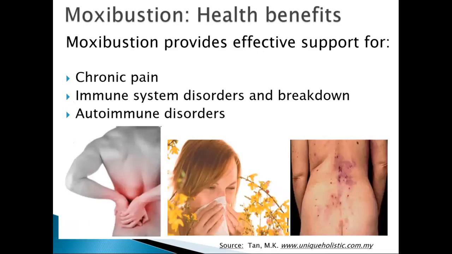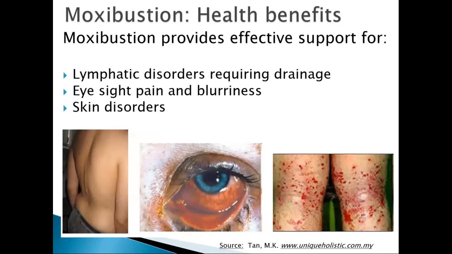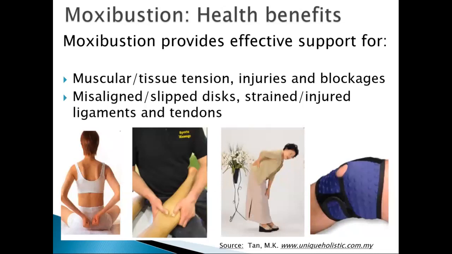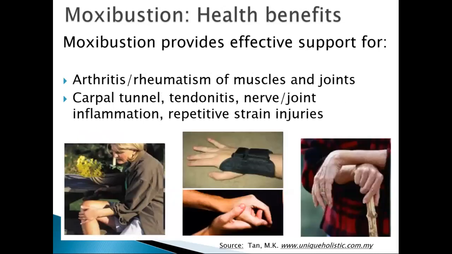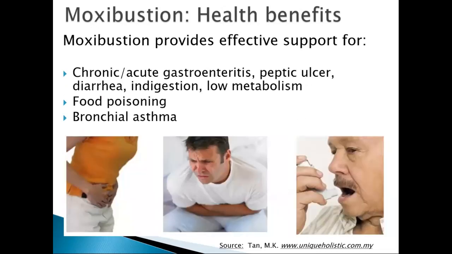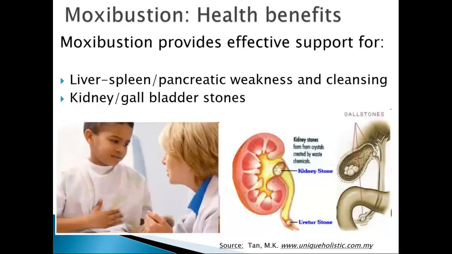Also used for chronic pain, immune system disorders and breakdown, autoimmune disorders. And also it can be used for lymphatic disorders requiring drainage, eyesight pain and blurriness, skin disorders, muscular tissue tension, injuries, blockages, slip disc, strained or injured ligaments and tendons, arthritis or rheumatism attack of the muscle and the joints, carpal tunnel, tendonitis, nerve joint inflammation, repetitive strain injuries, acute gastroenteritis, peptic ulcer, diarrhea, indigestion, low metabolism, food poisoning, asthma, liver and spleen, pancreatic weakness, kidney and gallbladder stones, but basically to boost the function of the kidney and your other Zangfu organs.